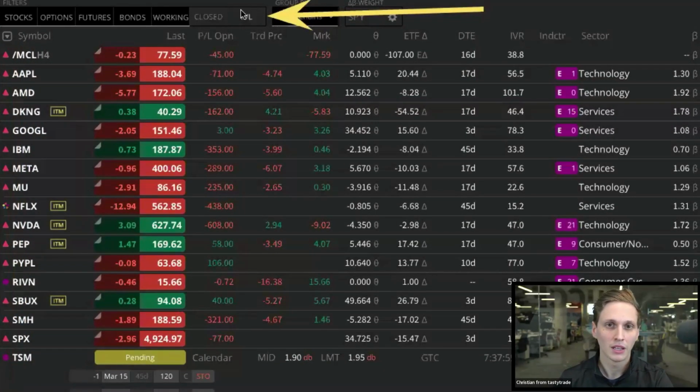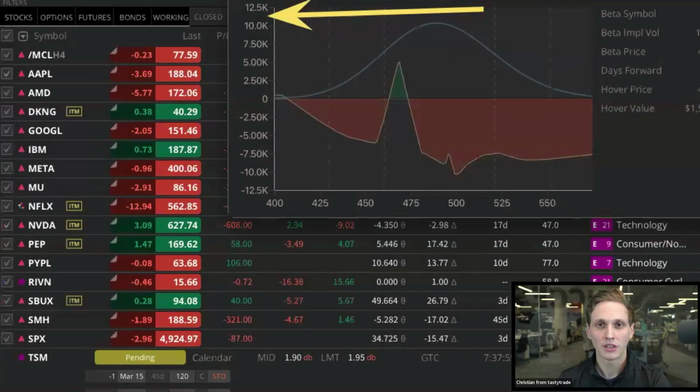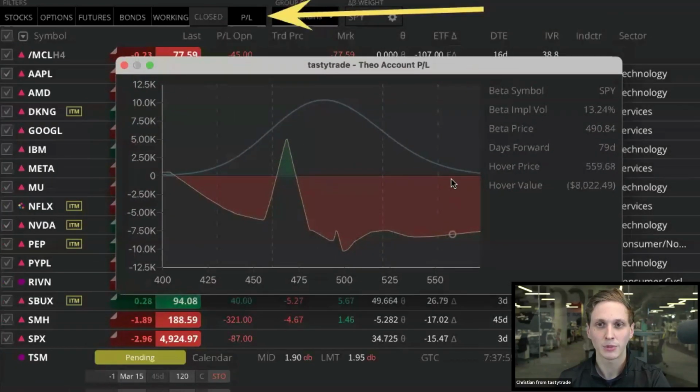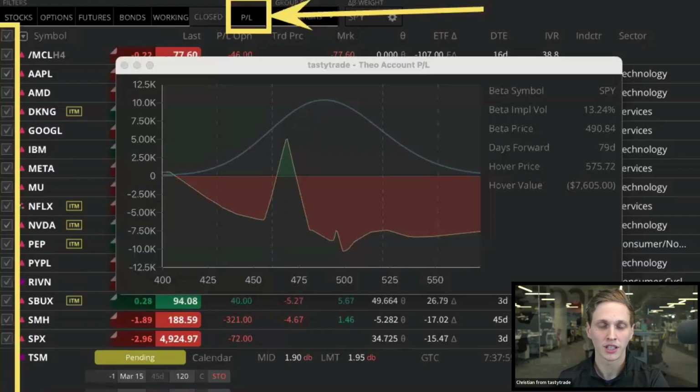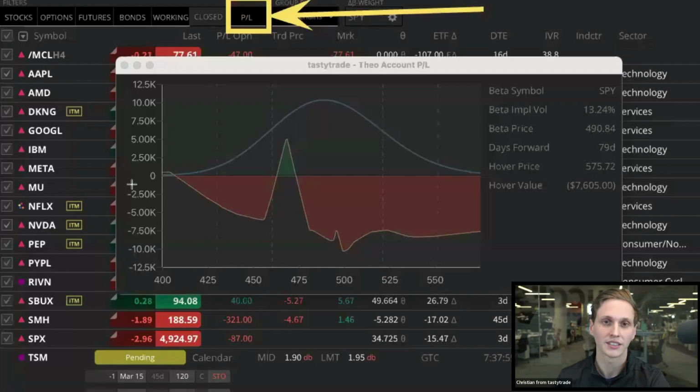But if you click on this P&L tab at the top, this gives us a quick snapshot based on beta weighting to SPY. Right now we have all of our positions selected. So you saw I clicked on this P&L button at the top, and all these checkboxes popped up on our left side. Essentially this is saying, hey, you want to view this graph for all of your positions that you currently have open, or at least selected here on the left.